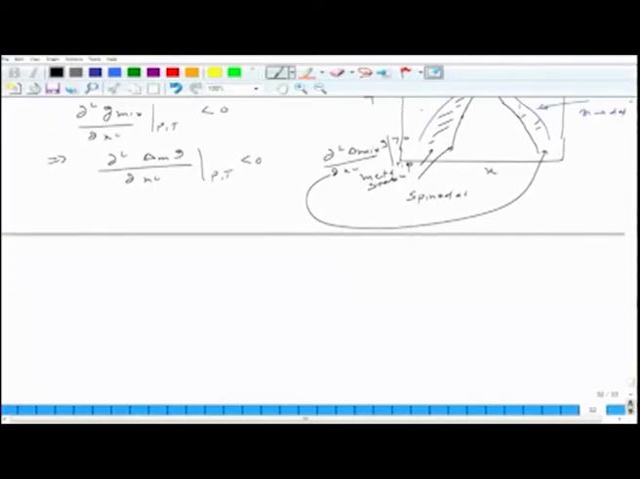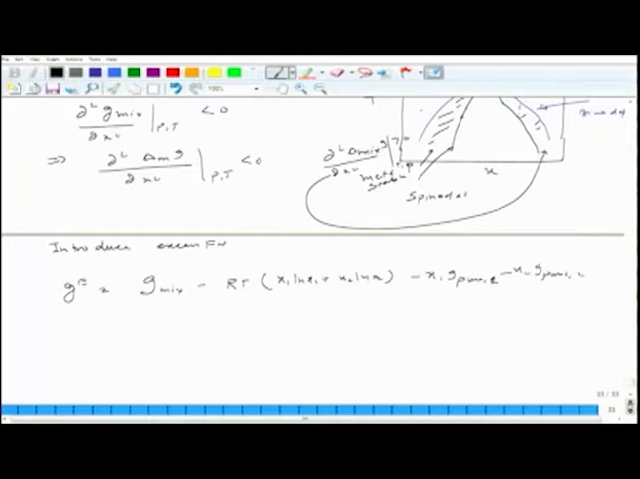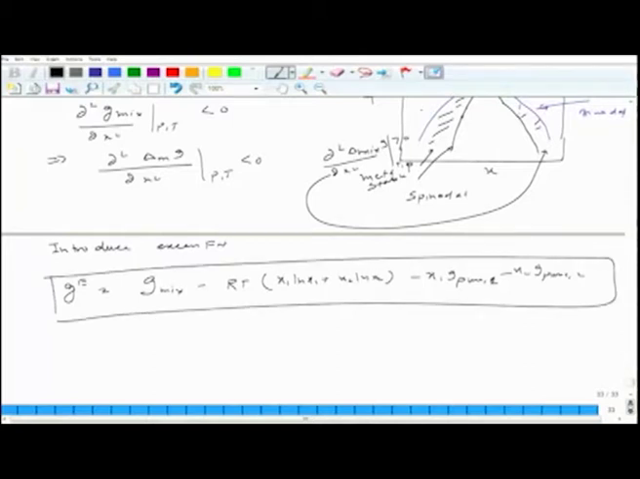Now let us try to introduce an excess function. So let us define GE with respect to the ideal solution. Okay, so it's going to be G mix minus RT (x1 ln x1 plus x2 ln x2) minus x1 G pure 1 minus x2 G pure 2. Okay, so this is the G of x. All right.